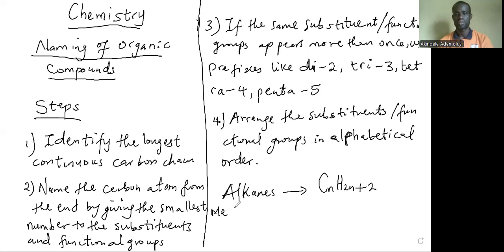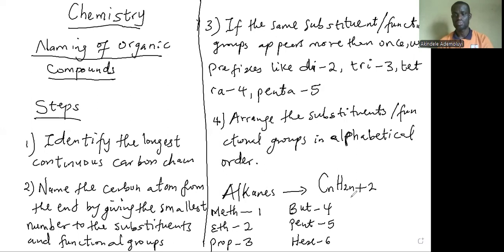Each organic compound is named with some Greek words. Meth stands for one, eth is two, prop is three, but is four, pent is five, hex is six, hept is seven, oct is eight, non is nine, and dec is 10. This applies to all organic compounds, not just alkanes.